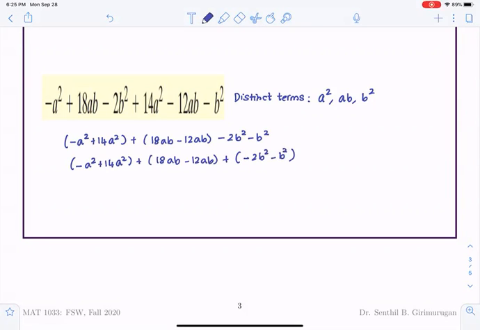14a squared minus a squared is 13a squared. 18ab minus 12ab is 6ab. Negative 2b squared minus b squared is negative 3b squared. And that is the final answer.